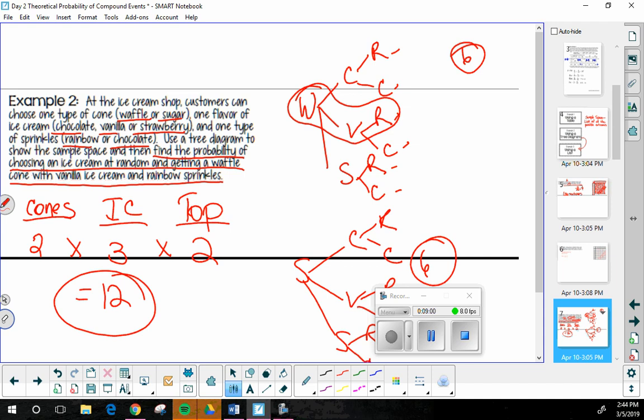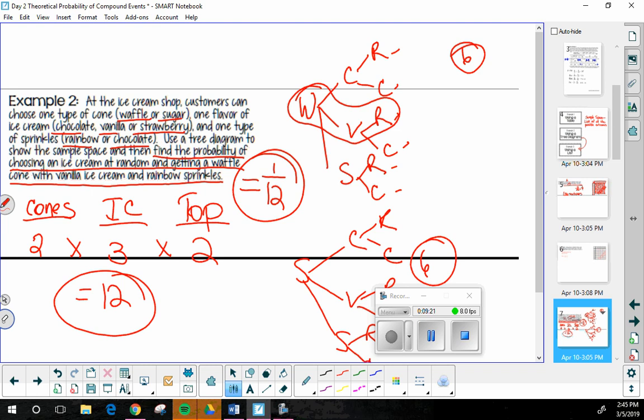This right here is just going to be one selection. That's your cone, your ice cream, and your sprinkles. So how many is there? 1. Out of how many in all? 12. So the answer to that question is 1 over 12. I have a 1 in 12 possibility of getting waffle with vanilla and rainbow.